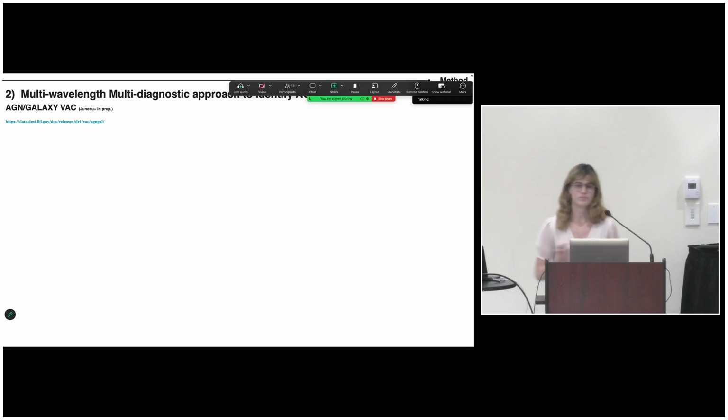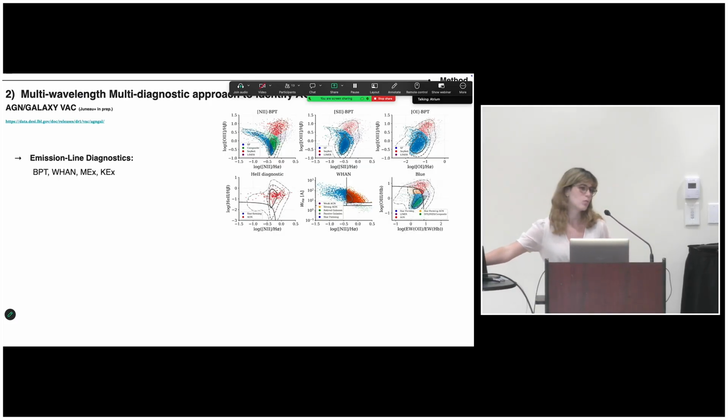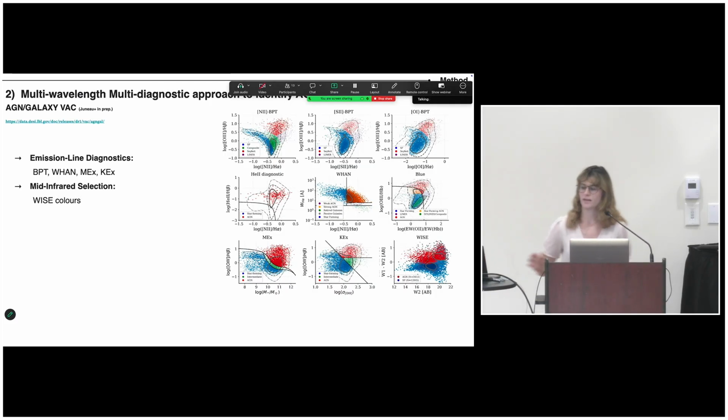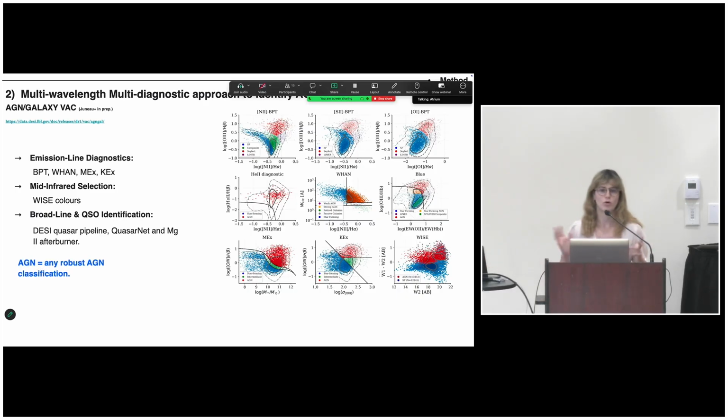So among those, now we need to define which ones are AGN. For that, we use a multi-wavelength, multi-diagnostic approach to not miss anything, including emission line diagnostics, most famously BPTs, combining them with MEx, KEx, and then also with mid-infrared selection, such as WISE colors, and also broad-line and quasar identification.